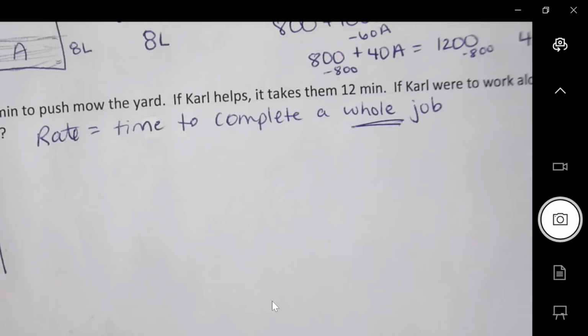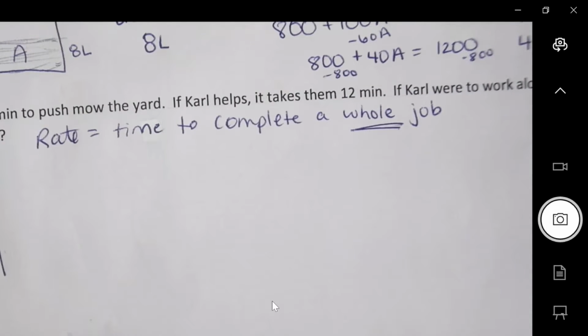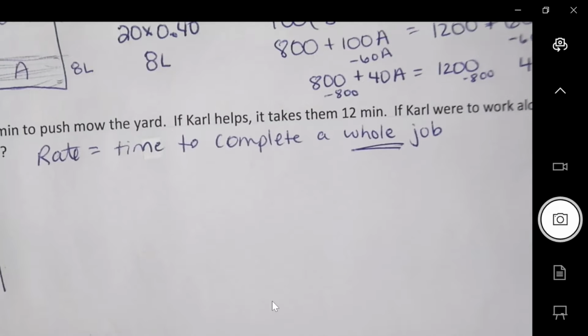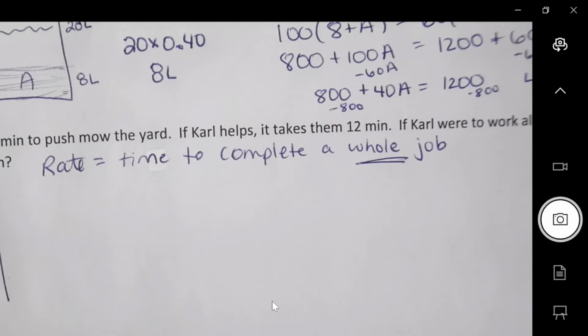Why is that there? But you can't both push mower, one push forward. Yeah, why not? If you have two mowers? Yeah. Well, what if you don't have two mowers? But why is that the time and not the rate?